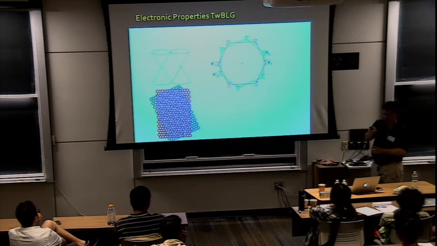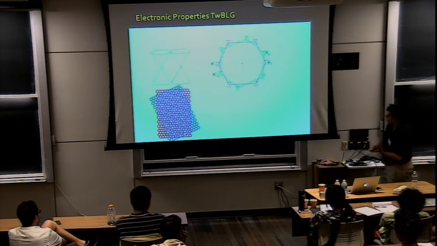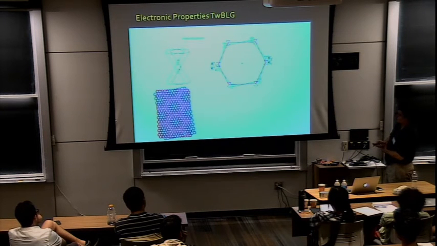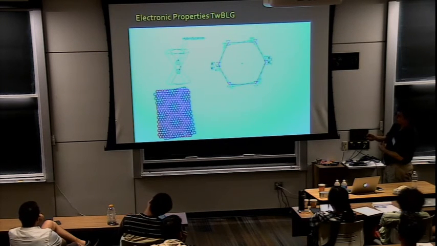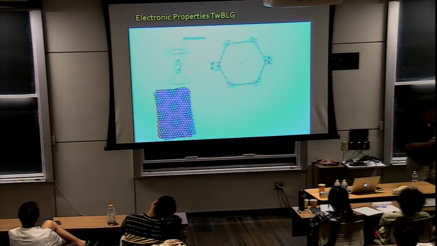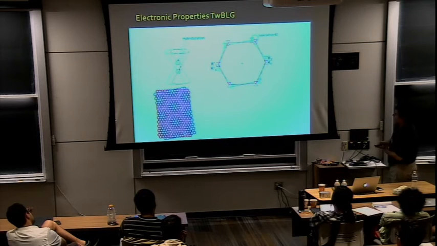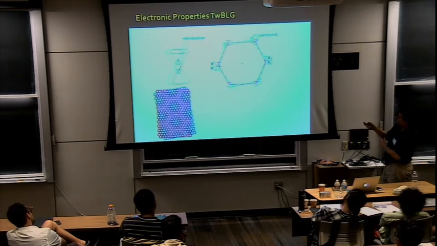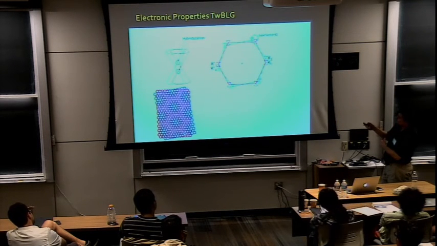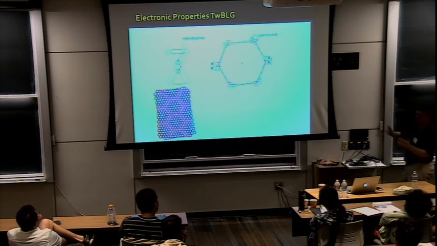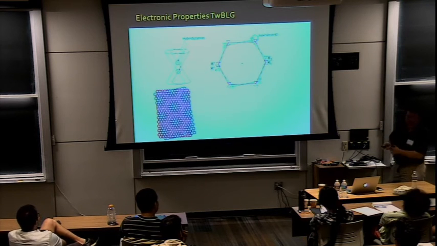Okay, this is what I was telling one of you before. As I rotate those two layers, the reciprocal spaces get closer and closer. Okay? So that at a certain energy, I start to overlap, and I can start to hybridize my states. This is the superlattice Brillouin zone that forms, okay, when you have these two graphene sheets on top of each other, and of course its size is inversely proportional to the twist angle.